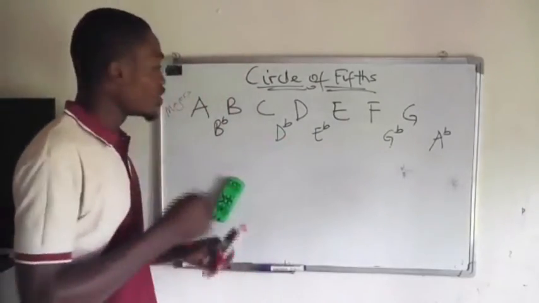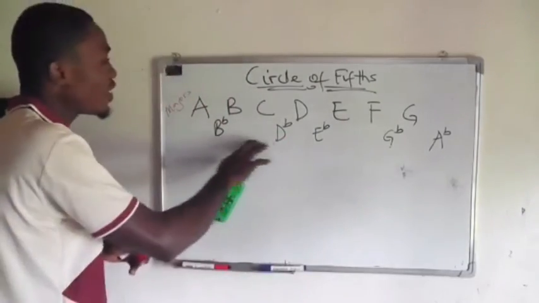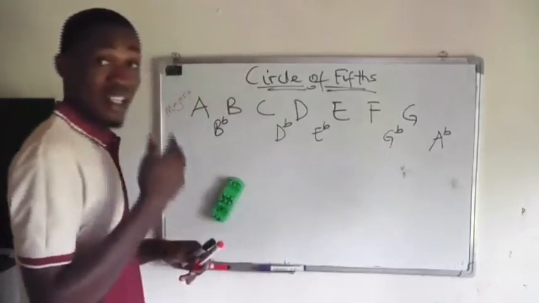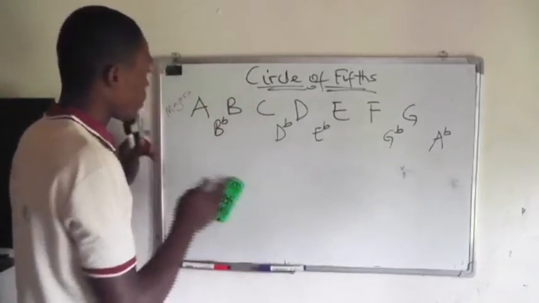And then let's continue the circle of fifths. So having understood all this, we can now progress to do what? To draw the circle of fifths.